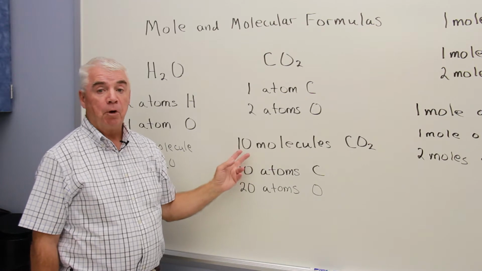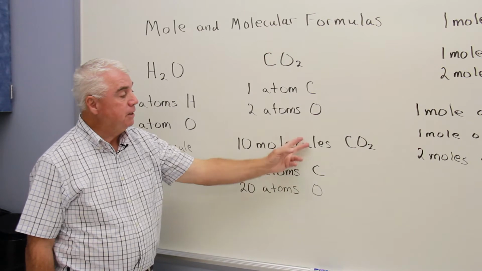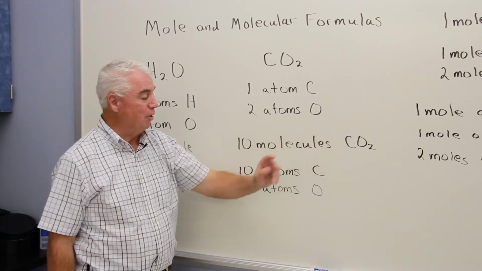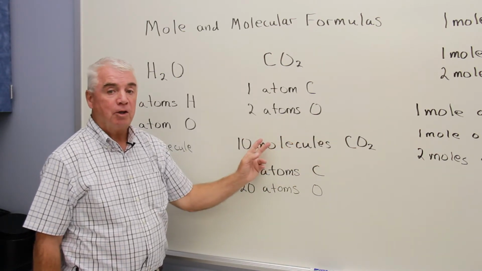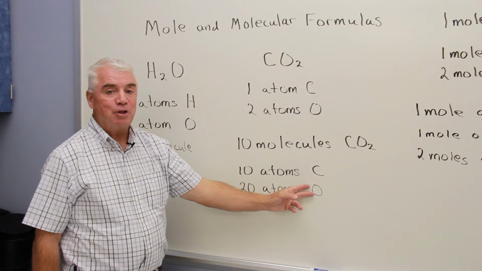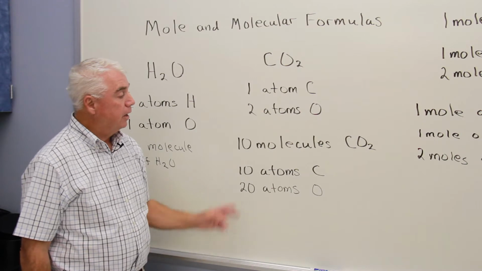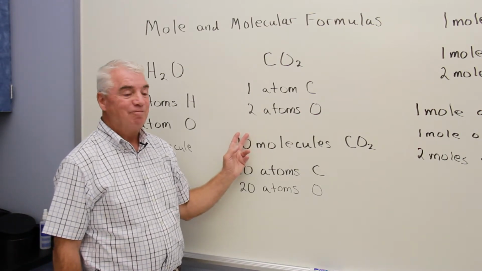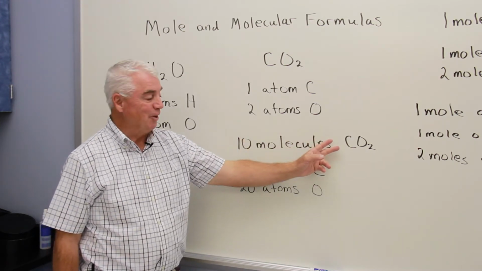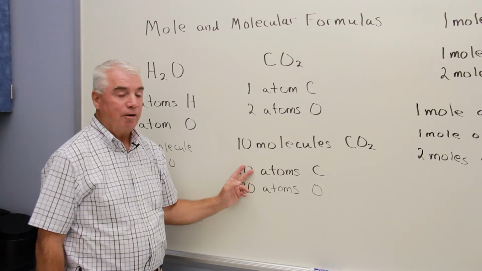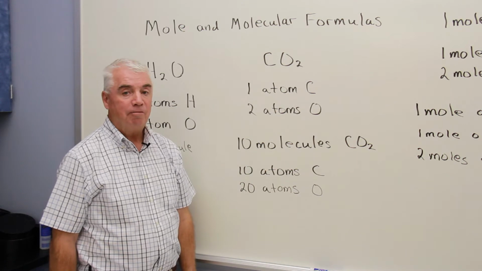If we had a larger number of molecules, say 10, we'd have 10 atoms of carbon in 10 molecules of CO2. Notice that the number of atoms of carbon is the same as the number of molecules. The number of atoms of oxygen is twice as great because of that subscript 2. And what if we used a larger number still? Say 6 times 10 to the 23rd molecules of CO2. Well, we'd have that same number of atoms of carbon, and we'd have twice as many atoms of oxygen.